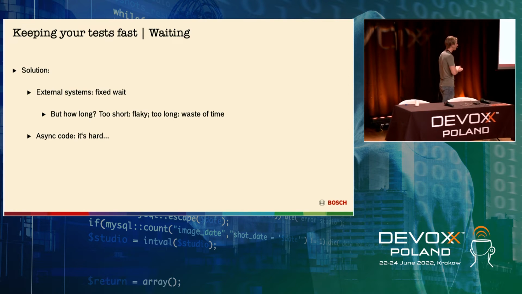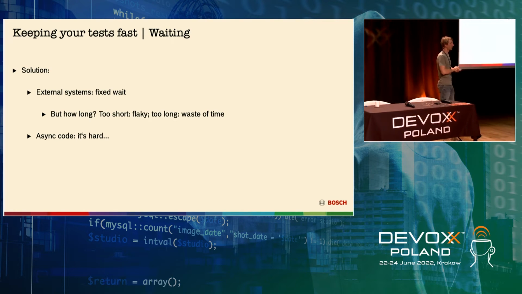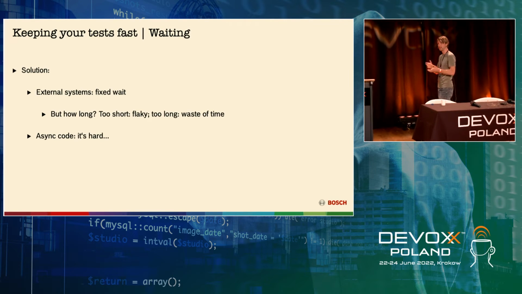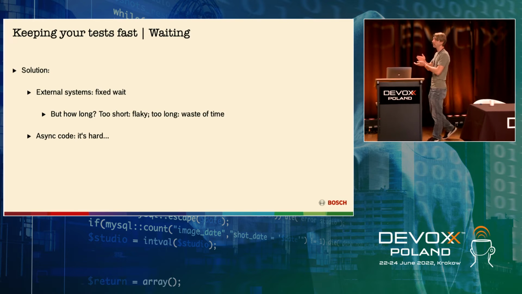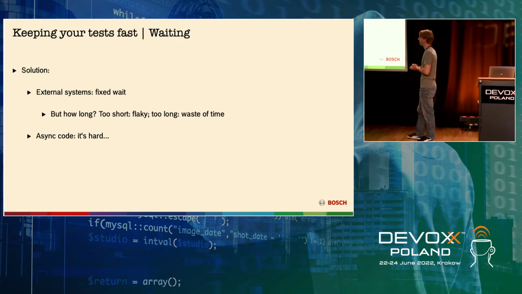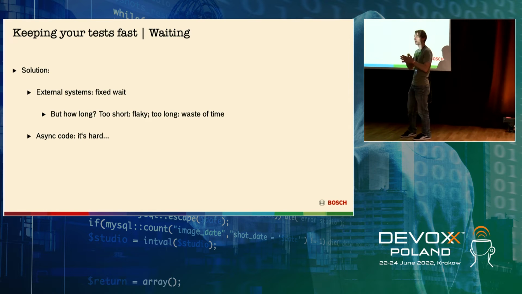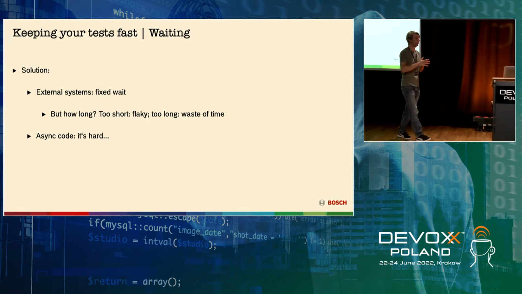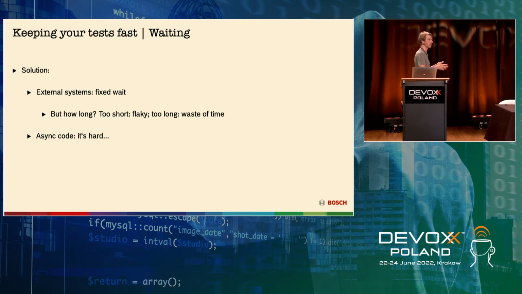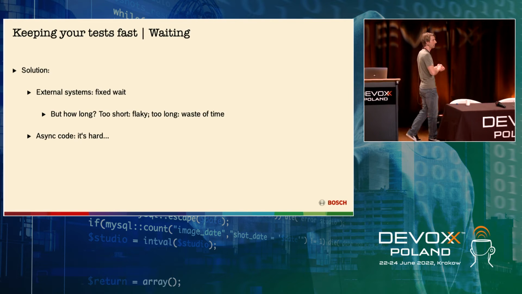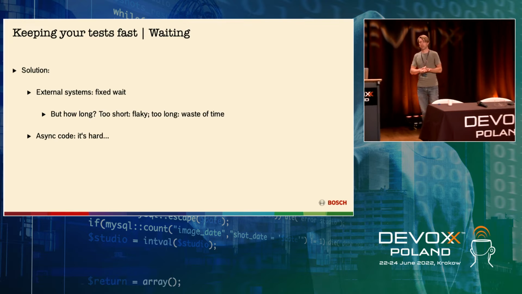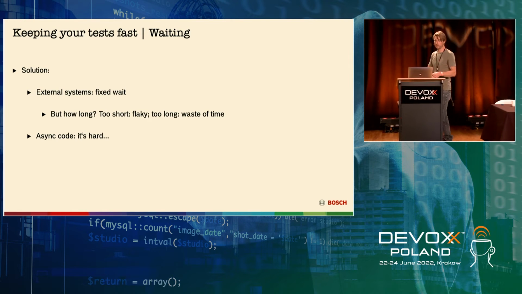The first naive solution, if you need to wait for something, is of course to do a fixed wait. Wait a couple of seconds, a couple of milliseconds, to just guess how long it might take. Then you add some safety margin on top, and then you hope all is fine. But the problem is really, how long do you wait for that result? If you wait too long, you waste time. If your wait time is too short, it becomes unreliable and flaky. And you have a similar situation with local asynchronous code.